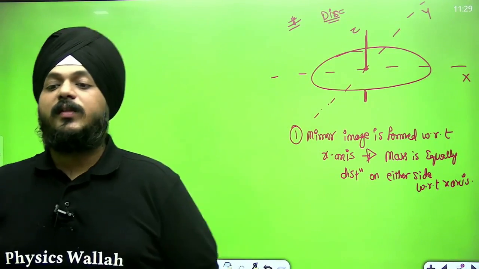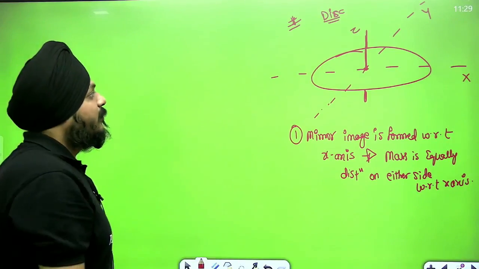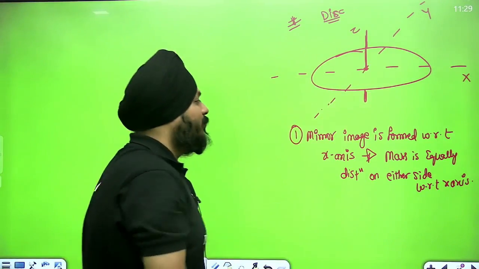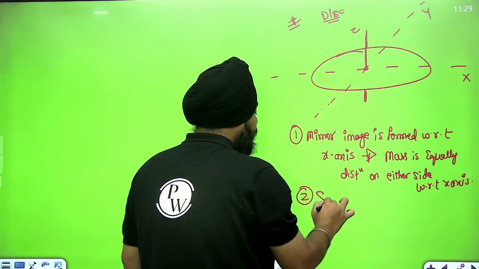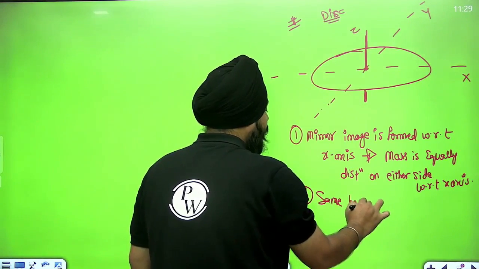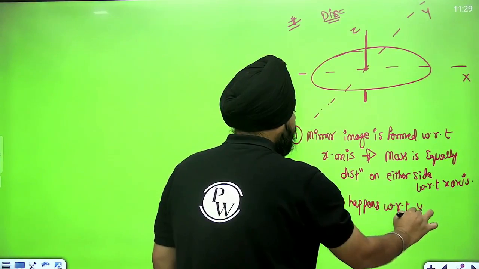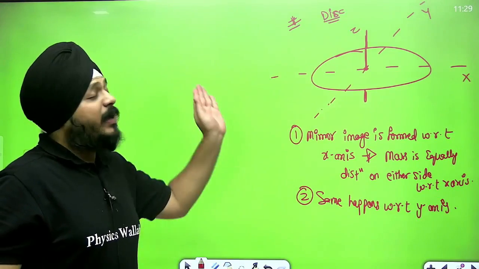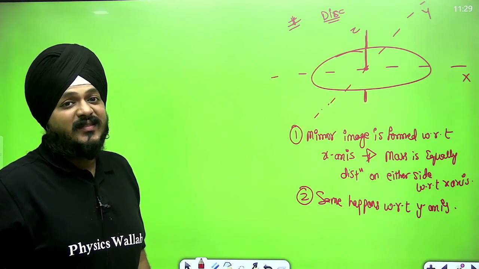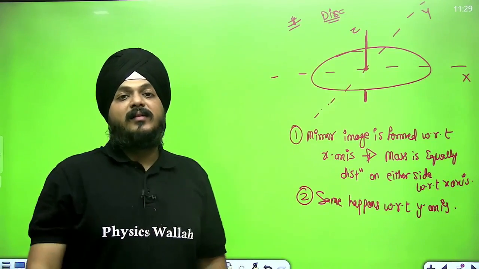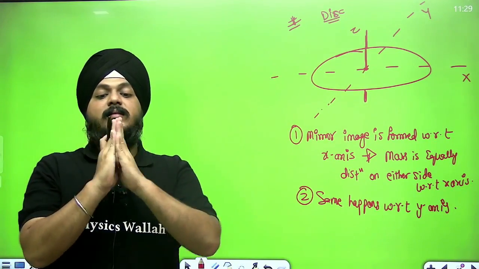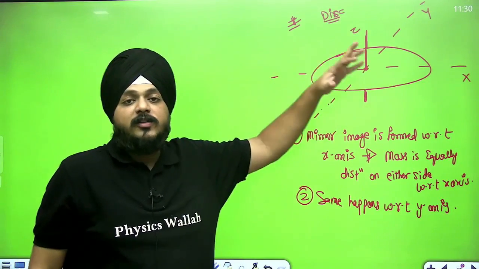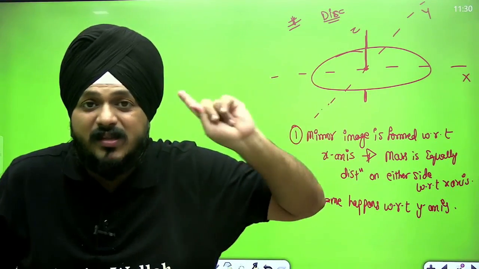Mass is equally distributed on either side with respect to the x-axis. With respect to the y-axis, a mirror image is formed. So the same happens with respect to the y-axis, and the same happens with respect to the z-axis also. Right? Like this way. So with respect to all of those axes, the mirror image is formed.